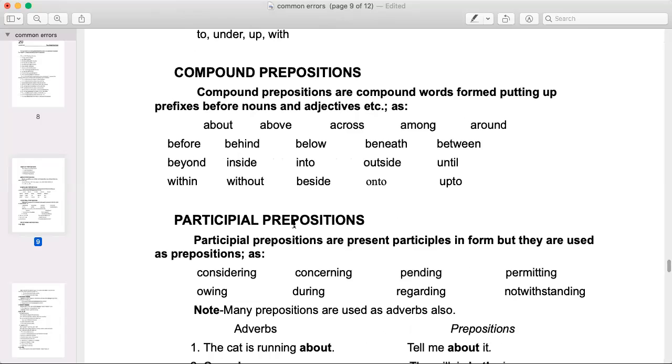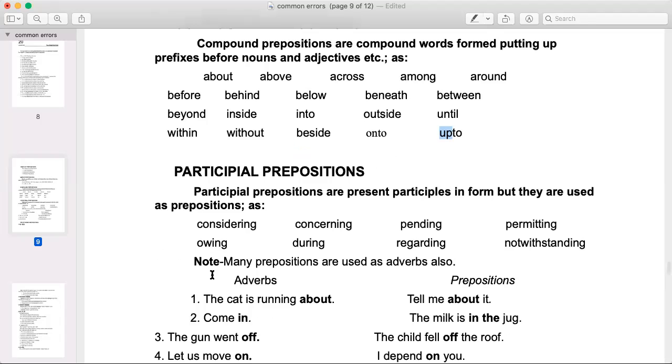While compound prepositions refer to compound words formed by putting prefixes before nouns or adjectives, like about, above, across, below, into, besides, onto, up to. So as you can see here, we are adding prefixes before some nouns or some adjectives.